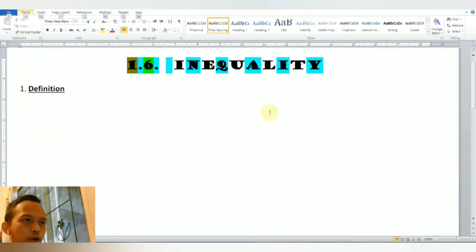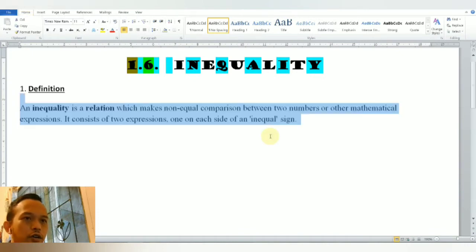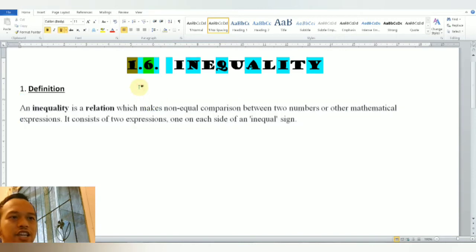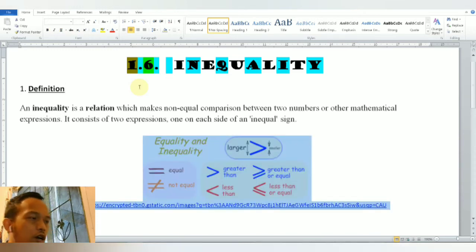Now we go to inequality. What is inequality? Let's go to the definition. The definition of inequality is a relation which makes a non-equal comparison between two numbers or other mathematical expressions. It consists of two expressions, one on each side of an unequal sign. So you can see that it's just like an equation, but you just change the equal sign into inequalities. So the signs, or the symbols, that we are using are these.